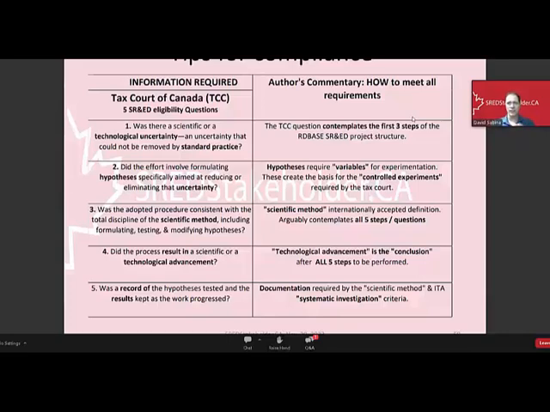However, as we're going to see, the tax courts are very lenient. They'll accept any kind of documentation that's relevant. They'll accept stuff written on a napkin. They'll accept stuff written in other languages, as long as it appears to correlate with the issues in question.